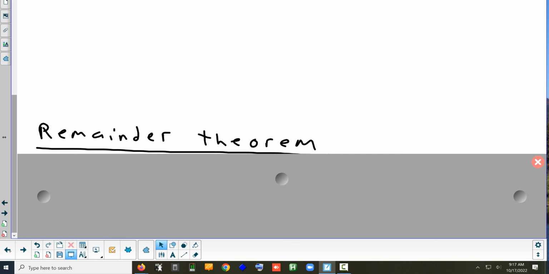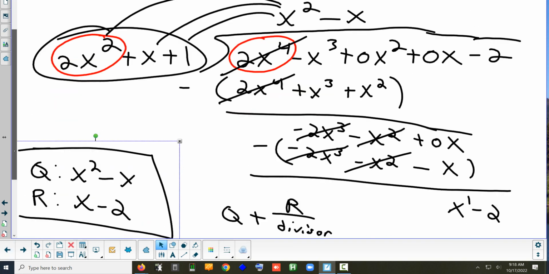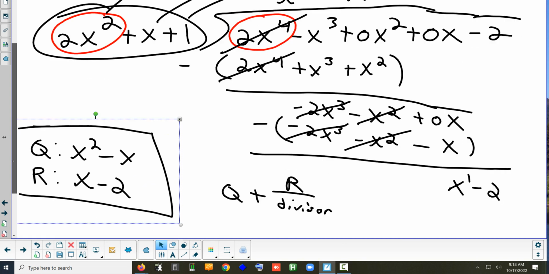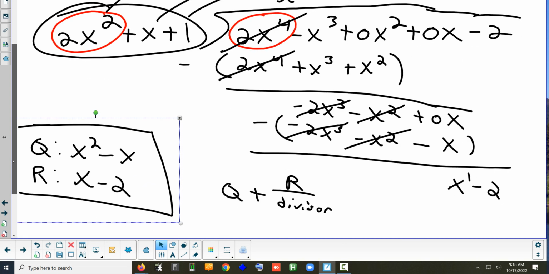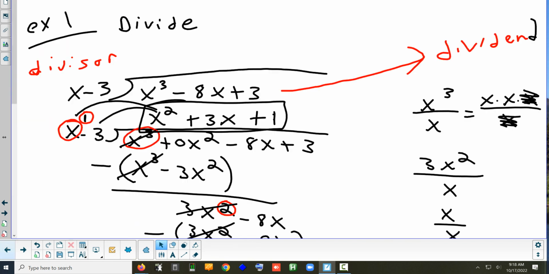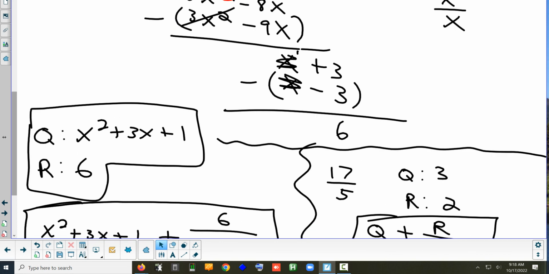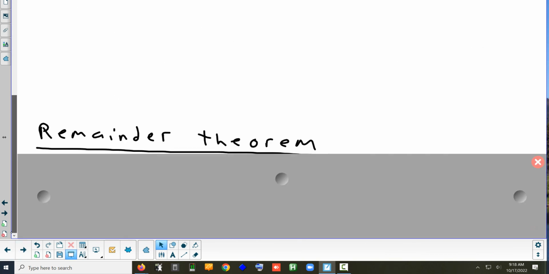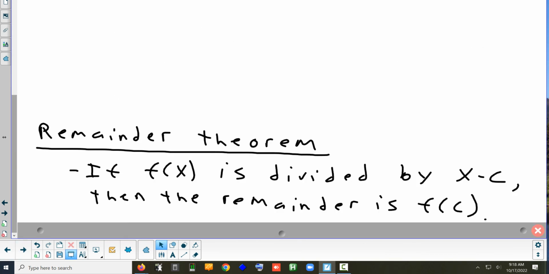So, is there a quicker way that we can get a remainder, if that's all we want to know, and we're not interested in the quotient? The answer is sometimes. In this problem, no. In the first problem we did, yes. There was a faster way to figure out this 6. Not to get the quotient, but to get the 6, there was. And that's called the remainder theorem.